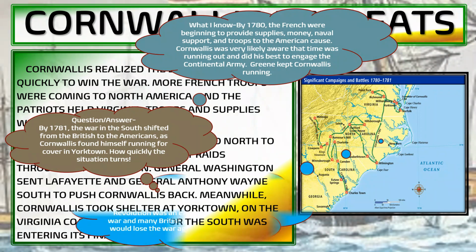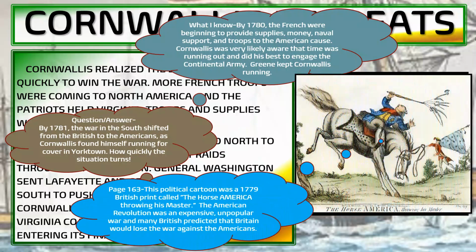They really need help. On page 163, there's this great political cartoon. And it's from a British print called The Horse America Throwing His Master. And the American Revolution was an expensive and unpopular war by this time. And many British predicted that Britain would lose the war against the Americans. And even in Britain, they were starting to, the horse is America, and that's Cornwallis getting ready to get bucked right off the horse, knocked off the horse. He's done. And the feeling in Britain in 1779 is that this war was a waste of time and effort. Keep in mind, once the French and Spanish get in, this war starts to become very expensive for the British. Was it worth the effort?